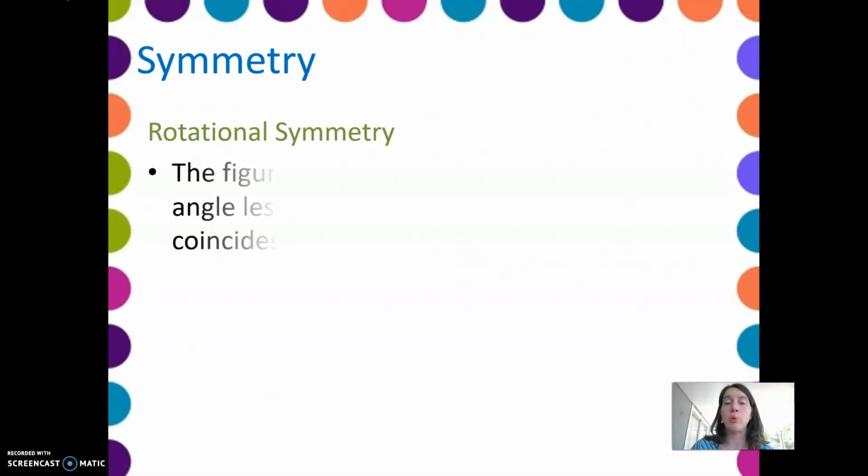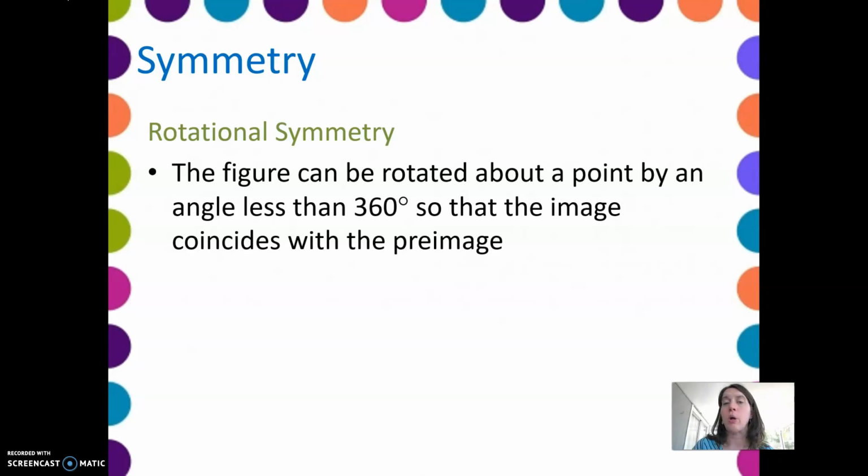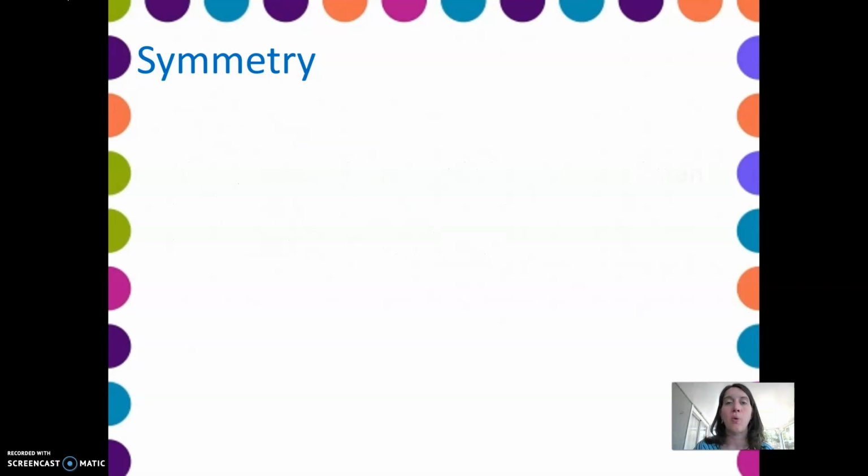So with rotational symmetry, what you're going to look for is, can I spin the picture around in one complete circle, or 360 degrees, so that the new picture that I see is exactly like the original picture? It's okay that I'm turning the picture around, but as I turn it, are all of the pieces still in the exact location? Does the picture look identical to what I've seen so far?